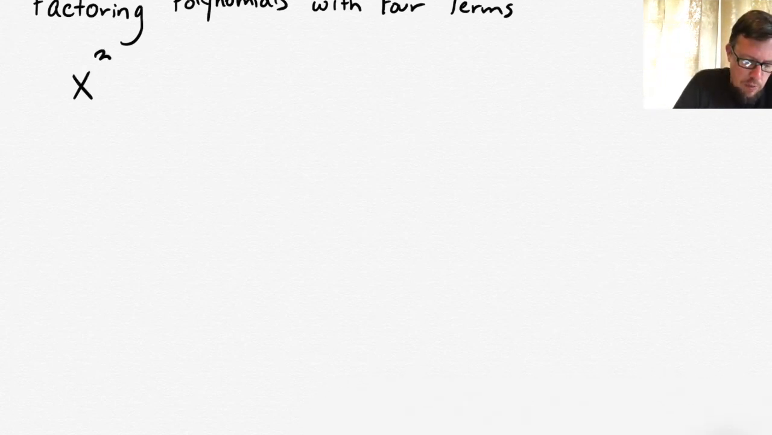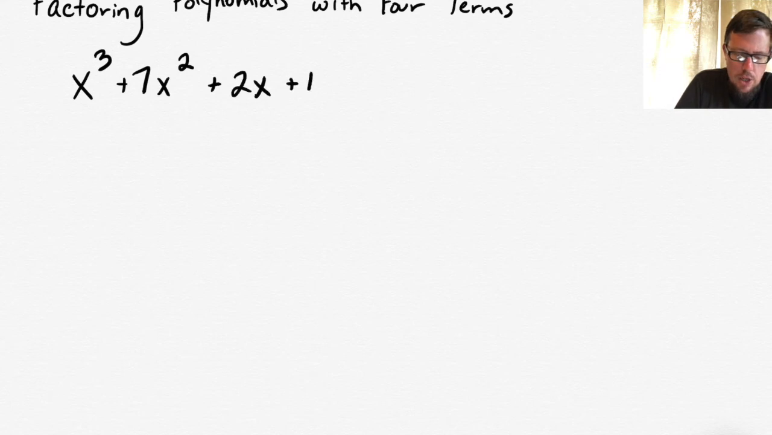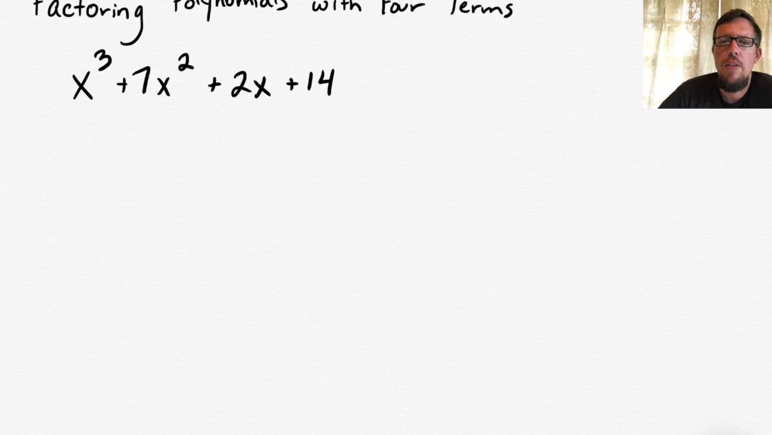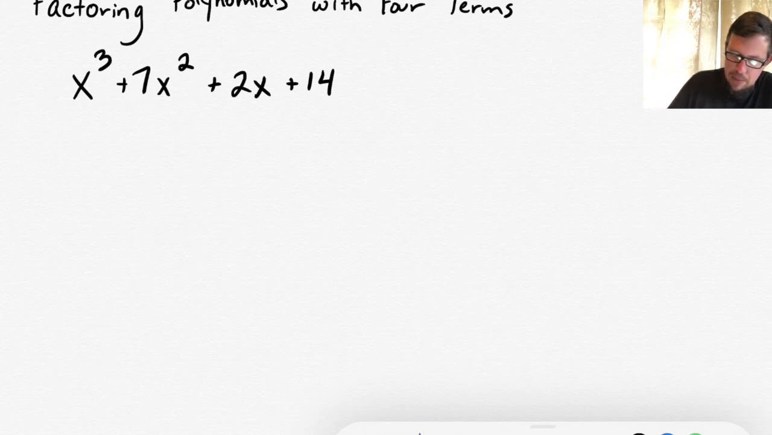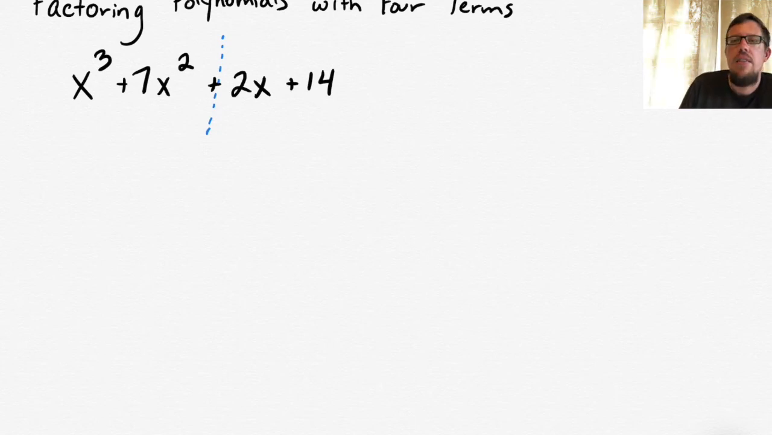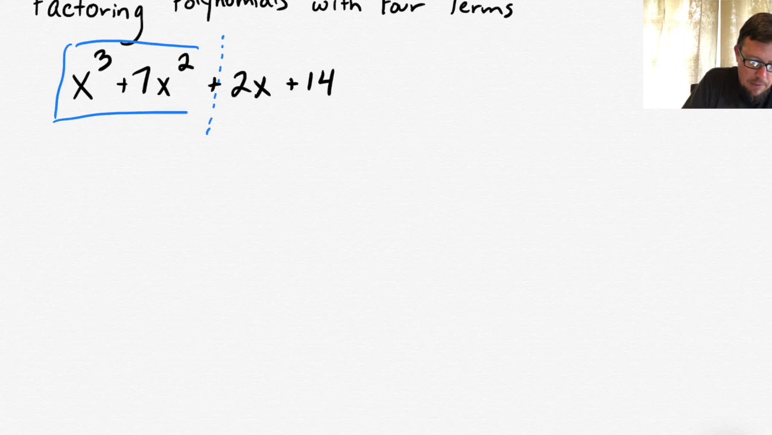that have 4 terms. So for example, you might have an x cubed term, an x squared term. Let's just do a plain old x term and a constant. So this is an example of a polynomial that has 4 terms. And so the first thing that you do, step number 1, is going to be to actually divide the polynomial into 2 sections. Okay, we're going to have the section on the left and the section on the right. The section on the left is made up of these 2 terms, and the section on the right is going to be made up of these 2 terms.